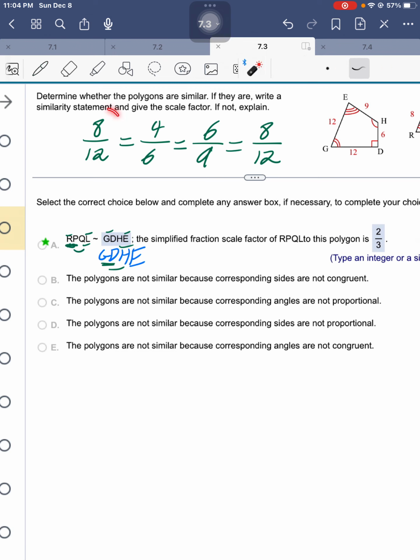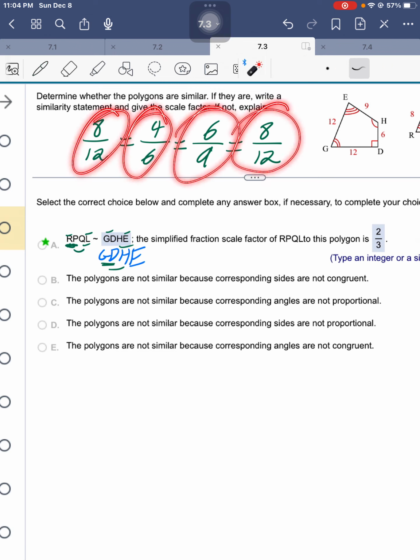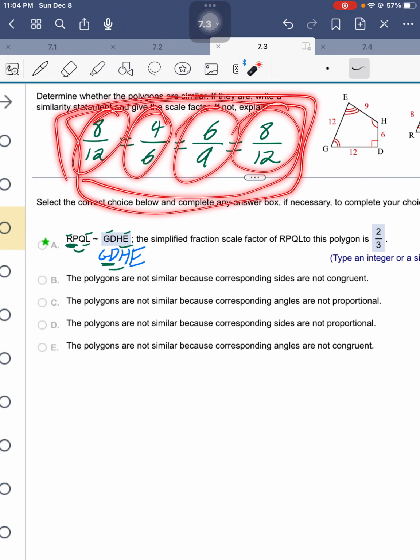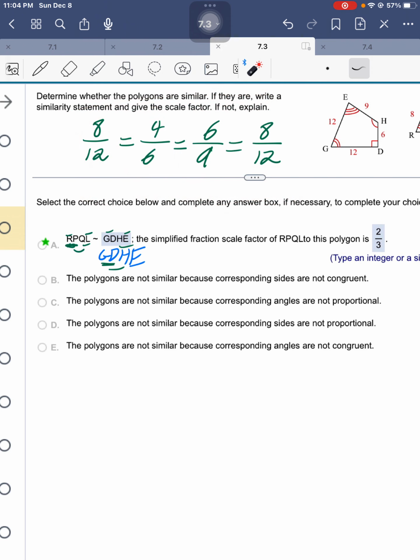and EG is 12. So now if all of these proportions are equal, then we know that the side lengths are proportional, and we already concluded that the angles are congruent, okay? So another way of writing 8 over 12 in the simplified version is, what is it?